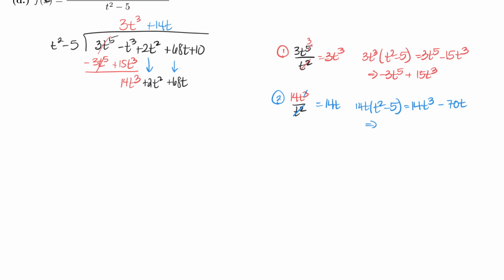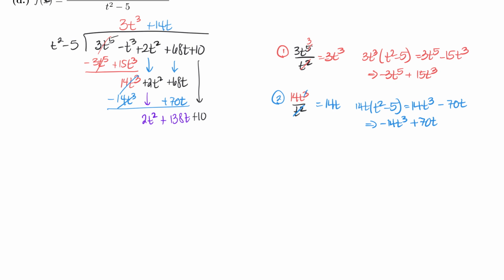If we multiply by a negative so that we can add it instead, we get negative 14t cubed plus 70t. So negative 14t cubed and then plus 70t. And now those t cubes cancel out, and we're going to bring down our 2t squared and plus 138t, and then we'll bring down the plus 10.